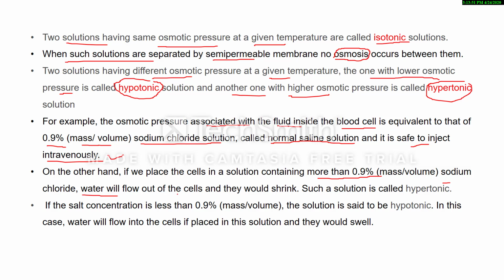Water will flow out of the cells and they would shrink. Such a solution is called hypertonic. And if the salt concentration is less than 0.9% mass by volume, the solution is said to be hypotonic, and in this case, water will flow into the cells if placed in the solution and they would swell up.